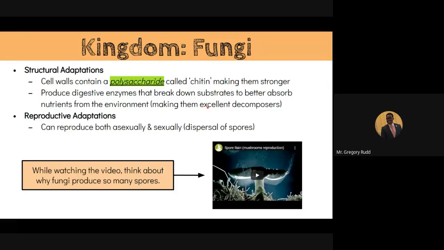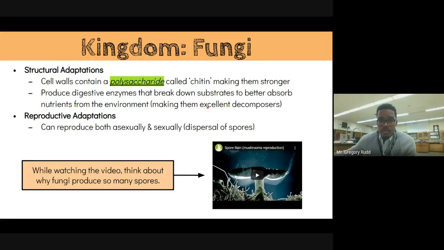We also have to discuss the fact that fungi have specific digestive enzymes that allow them to break down substrates to better absorb nutrients from the environment. So this is why fungi are such good decomposers. They have those enzymes that allow them to break down substrates.